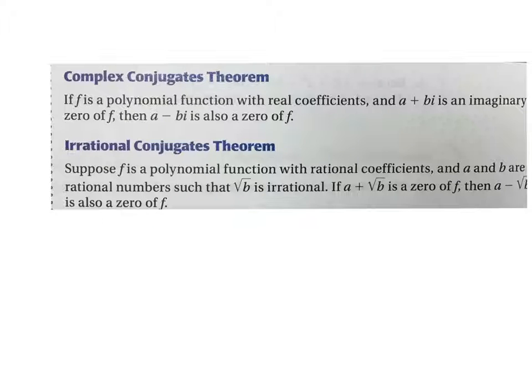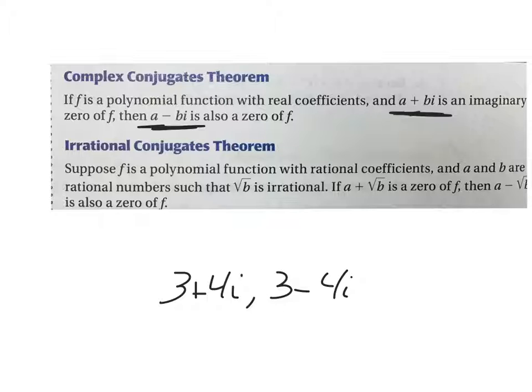The complex conjugate theorem says this: if f is a polynomial function, and if a + bi is a zero, then a - bi is also a zero. So if you find one imaginary solution, they always come in conjugate pairs. a + bi is the answer, a - bi. That means if 3 + 4i is a zero, then 3 - 4i is also, because they're conjugates.